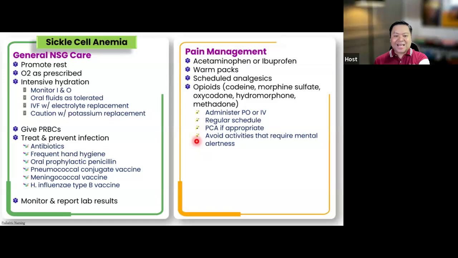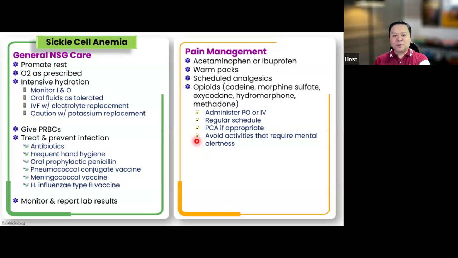Now, since we are going to medicate the patient with opiates, we gotta avoid activities that require mental alertness of the patient. So ambulation in the hallway probably would not be allowed yet at this time, okay? Because this can really impair their judgment, their gait, their posture. And so most of the time, these patients are placed on fall precaution, especially the young, right? So please be careful when you are medicating your patients with opiates.